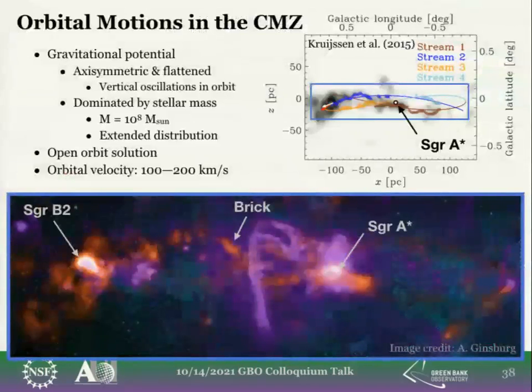Okay, since most of my talk has been on orbital motions or gas motions, I'd like to touch upon some of the gas motions that we observe in the CMZ. One of the leading theories on the connection of individual clouds to the larger structure was a paper that came out by Kruijssen in 2015, where he presented an orbital model of gas streams relative to different clouds that are associated with the galactic center.